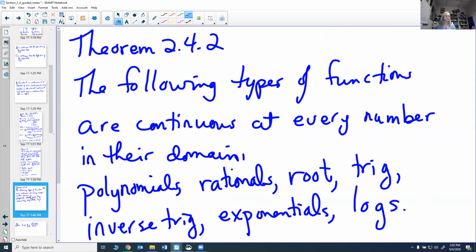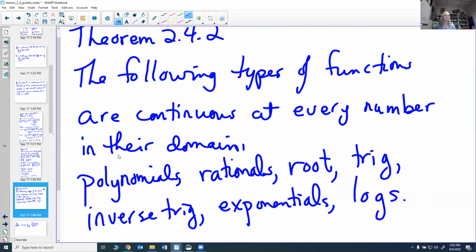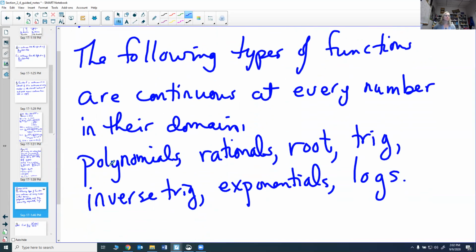Another theorem is that the following types of functions are continuous at every number in the domain. I'm not going to prove this to you, but this is something we can prove. Every polynomial is continuous. Every rational function is continuous in its domain. So if your domain excludes some numbers, then it's not continuous at those points, but they're not part of the domain, so it's okay. Any root function, so make sure that you've looked at the domain of your root function. Any trig function, again, looking at the domains. Any inverse trig functions, any exponentials, and any logs.